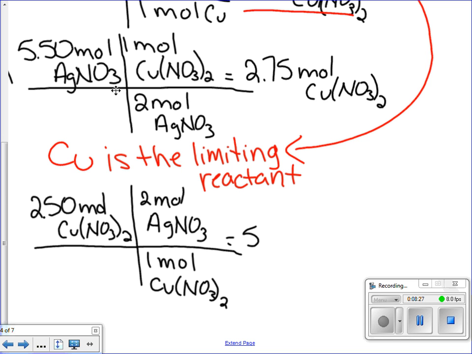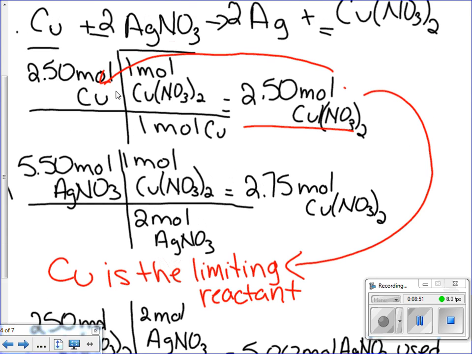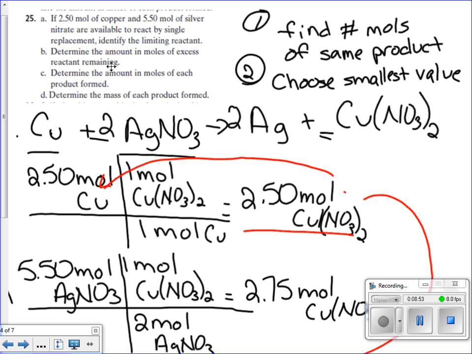Calculate that, it becomes 5 moles of AgNO3, and that's how much is used. So since we can only make 2.5 moles of copper nitrate, we're only going to use up 5 moles of silver nitrate. The question asks, determine the amount in moles of excess reactant remaining.